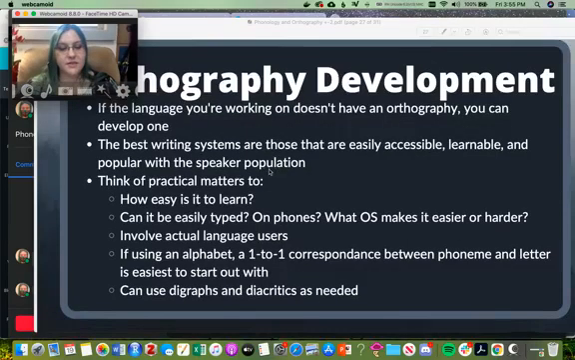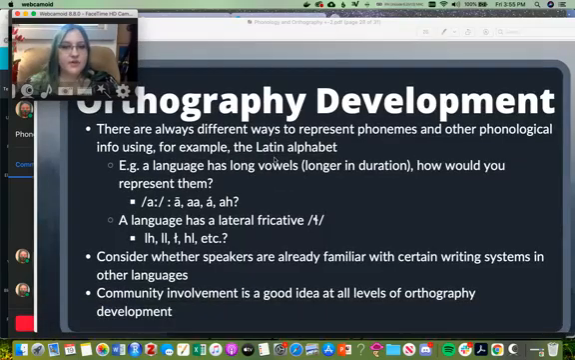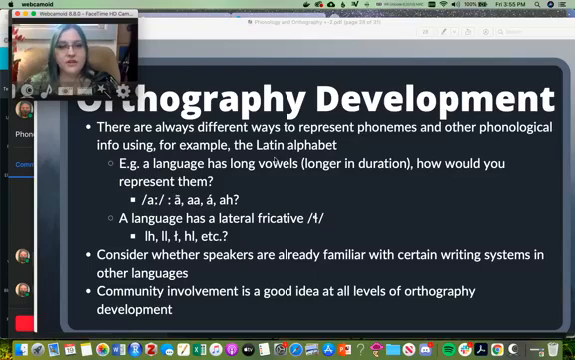For example, say you wanted to represent some phonemes and other phonological info using the Latin alphabet for a language that maybe doesn't have an orthography. For example, if you happen to have long vowels in your language, that is, vowels that last longer in duration, like ah instead of ah, how are you going to represent these? Here it is in the IPA. We use this thing that looks sort of like a colon next to it.